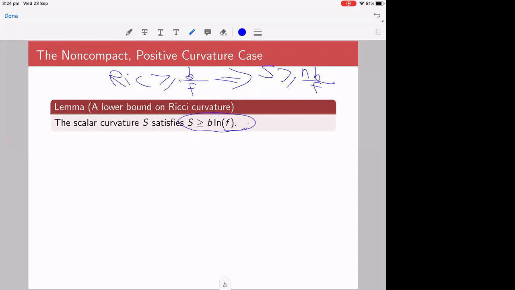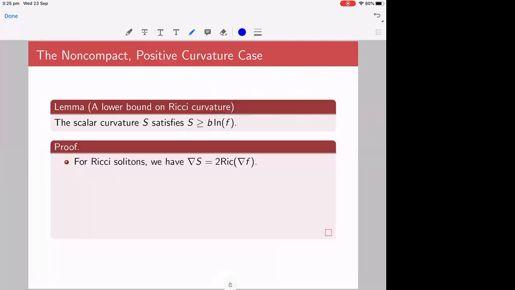So it turns out that in the situation that we've just described, the scalar curvature is greater than or equal to that same number b times the logarithm of f. And I guess maybe I should remark that this is technically only true for the distance between x and x naught large. Yeah, so roughly speaking, we can think of the proof as just instead of adding this equation up to get the scalar curvature, just integrate this equation and hopefully the scalar curvature will pop out. Now, let me explain how that actually works.